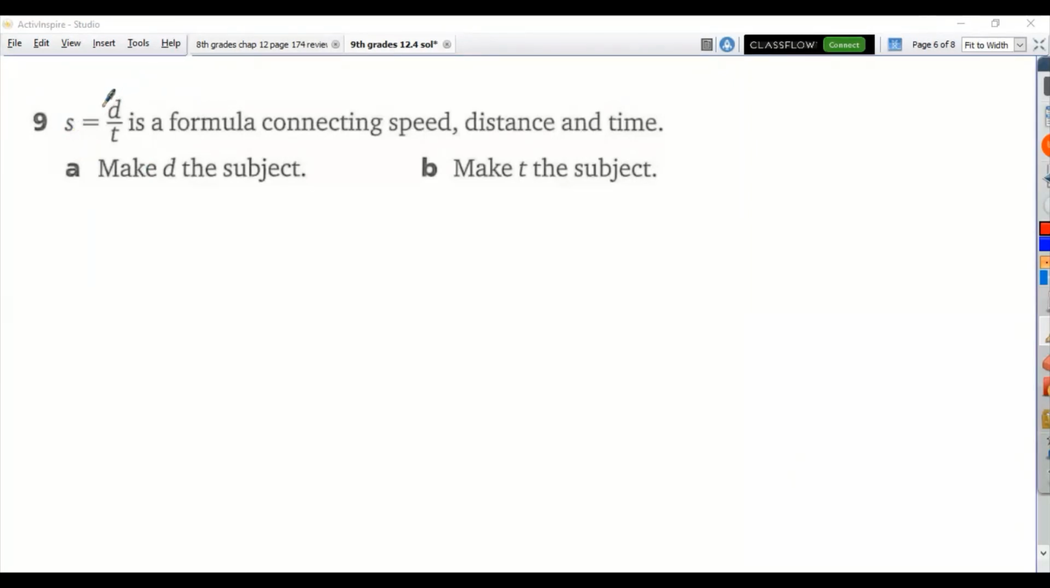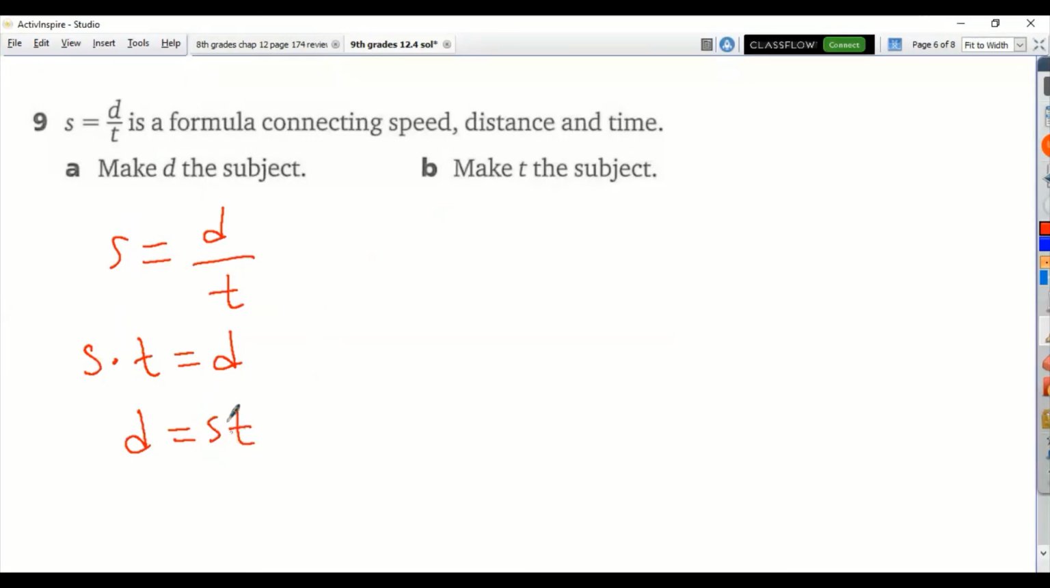Speed is found by dividing distance by time. Speed is found like this: distance over time, distance divided by time. I think in physics you did that. Make D the subject. Speed equals distance over time, and we'll make D the subject. D is divided by T, so on the left side, T will be multiplied by S. S times T gives us distance, so D equals ST. Speed times time.